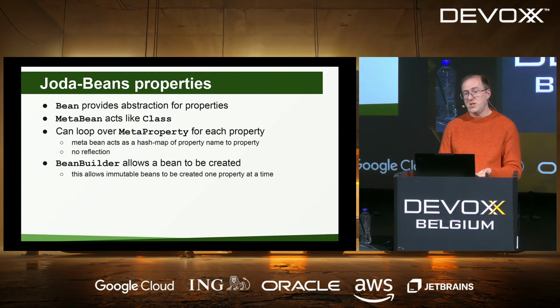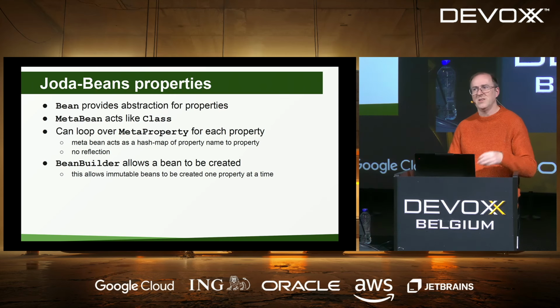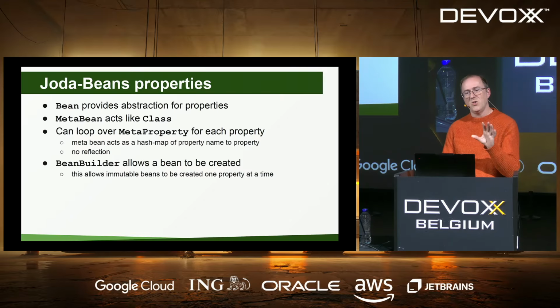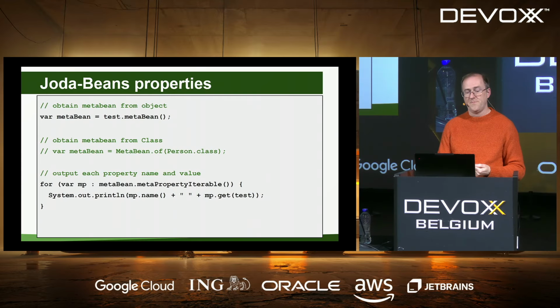So for Joda Beans properties, there's a bean, there's a meta bean, which is like a class. You can loop over the meta properties. You can create it via a bean builder. So all the stuff is abstracted, so a framework can access it, not just a single piece of code specifically focused on person. A framework can deal with it at a higher level.